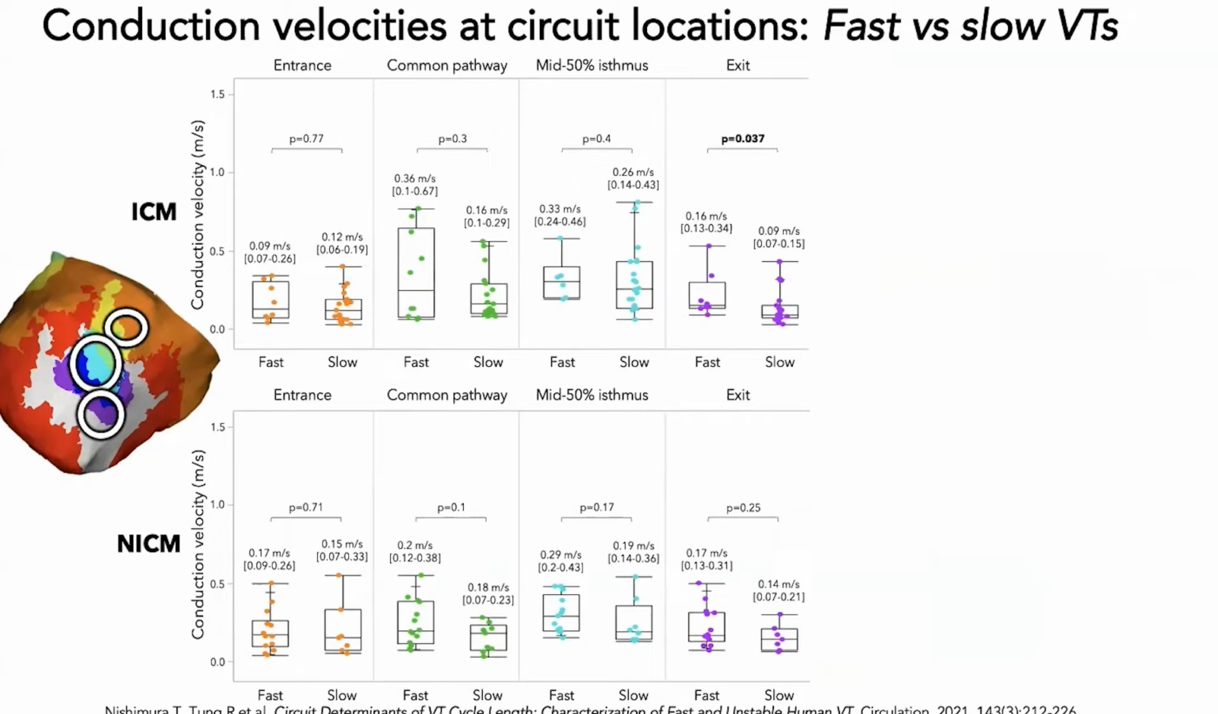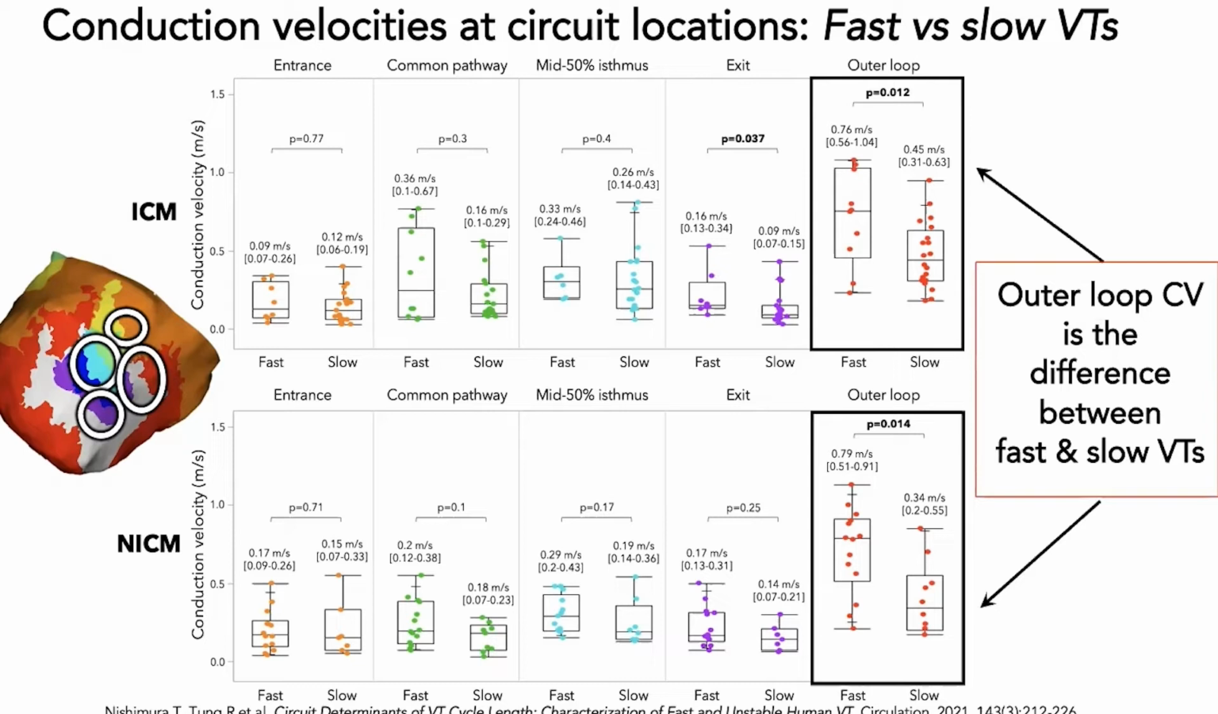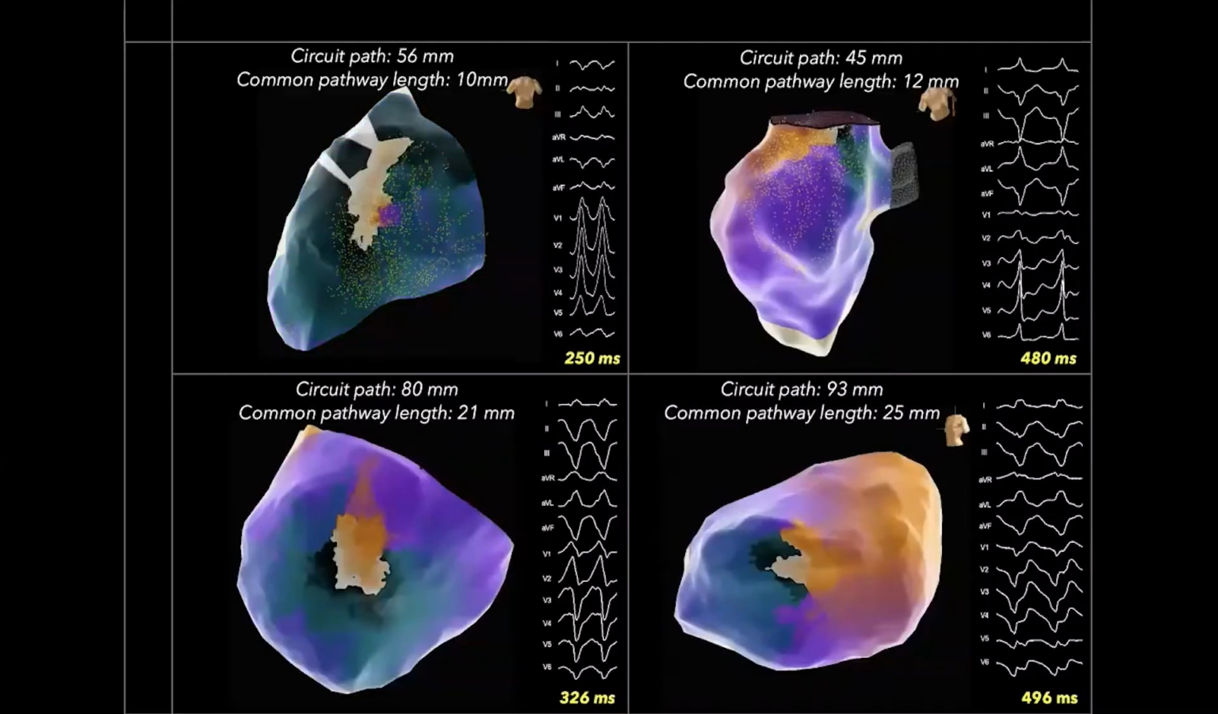The most predominant difference was really at the outer loop. And the outer loops were much more rapid in the fast VTs than the slow VTs. And this is really what the main difference is that differentiates the rate of a VT circuit.